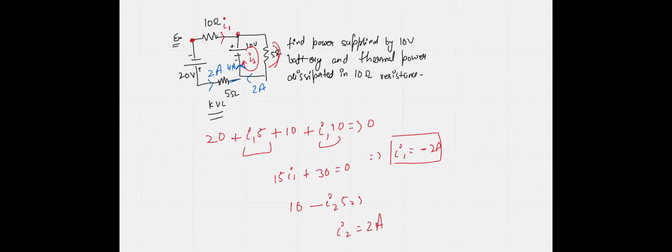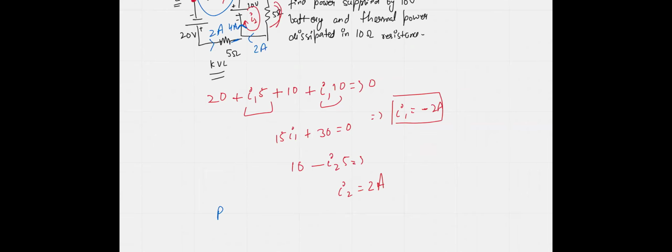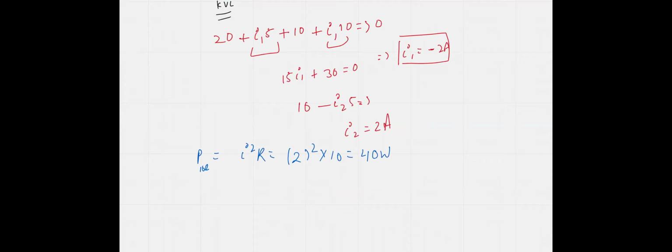Yes, sir. Okay, so what do I have to calculate? I have to calculate power due to this one. So what is the power? I squared R. What is I? 2 squared into 10, so 40 watts. Across which? Across 10 ohms.